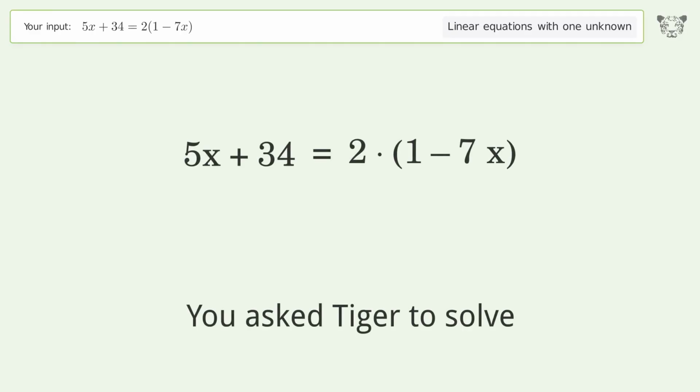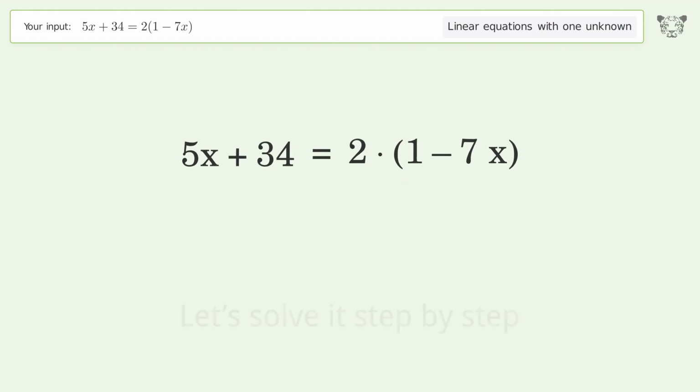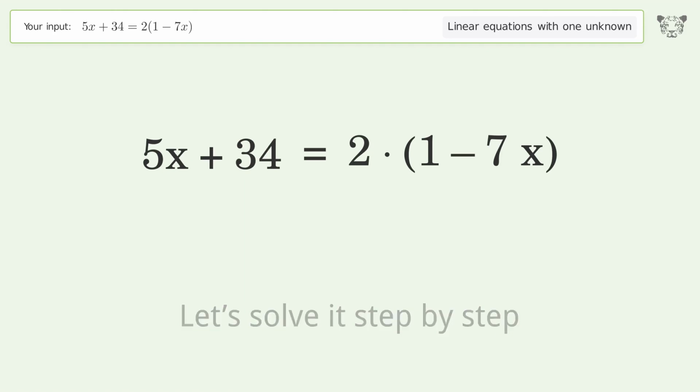You ask Tiger to solve this. This deals with linear equations with one unknown. The final result is x equals negative 32 over 19. Let's solve it step by step.